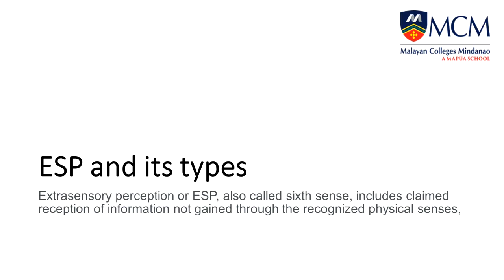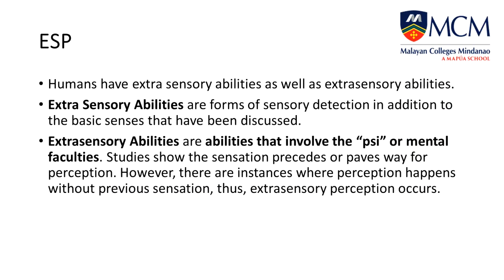ESP and its types. So ESP stands for extrasensory perception, or also called the sixth sense. So this includes the claimed reception of information not gained through the recognized physical senses. So medyo may pagka-weird, pero sige lang, it's also part of the psychology course, no? Yung sixth sense natin. So humans have extrasensory abilities as well as extrasensory abilities. No, so extrasensory abilities are forms of sensory detection in addition to the basic senses that have been discussed, no?